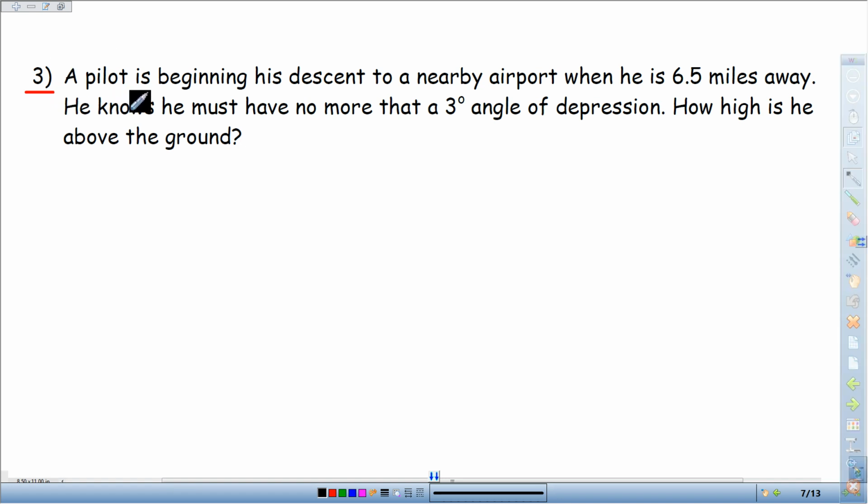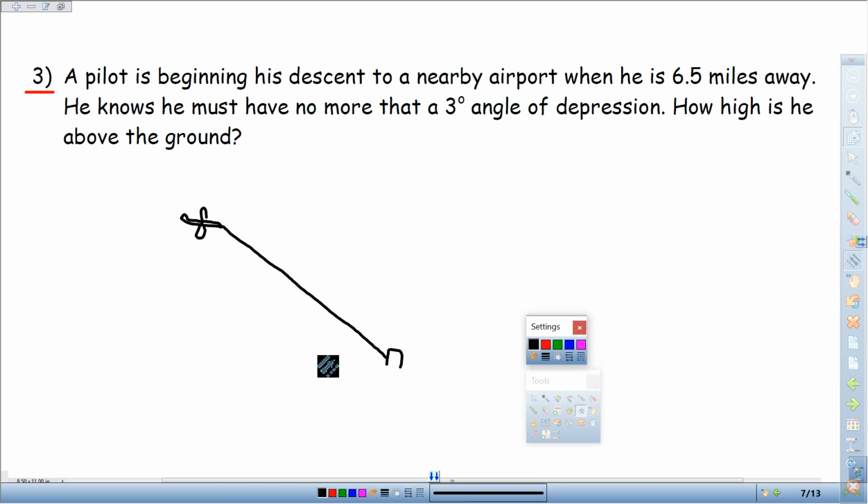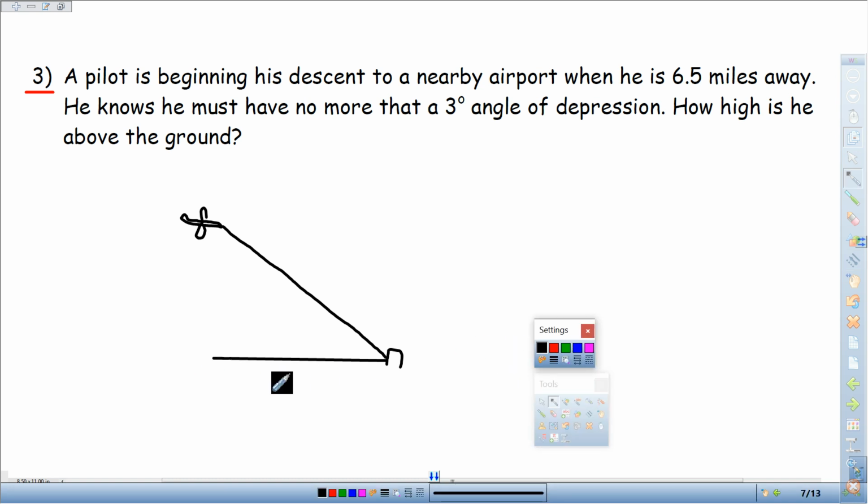This one says a pilot is beginning his descent to a nearby airport. So let's just start. There's a pilot in a plane. So if you just want to draw yourself a little plane, put some wings. And it's beginning its descent. So it's going down to an airport. We'll make this little box an airport. Beginning his descent to the nearby airport when he is 6.5 miles away. So the plane is 6.5 miles away from the airport, but that is this right here. Basically 6 miles would be, you can think of it like on the ground. So that's what this is going to be.